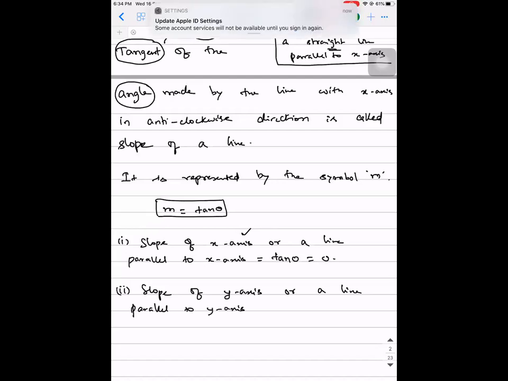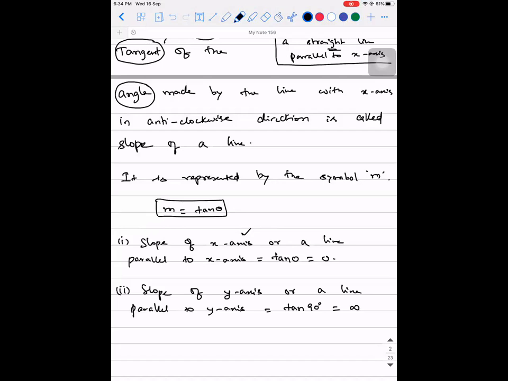parallel to the y-axis is what? So how much is the angle made by the line with the x-axis? 90 degrees, sir. So it will be tan 90. That will be undefined, so it is not defined. Okay. So these are two important basic points to be kept in mind, which are used in many problems also. So make a note of this.